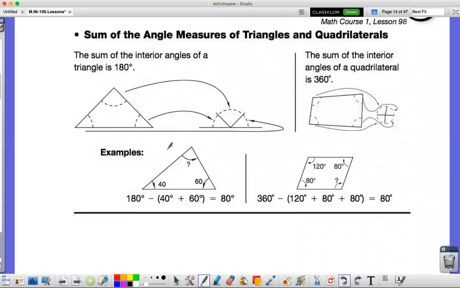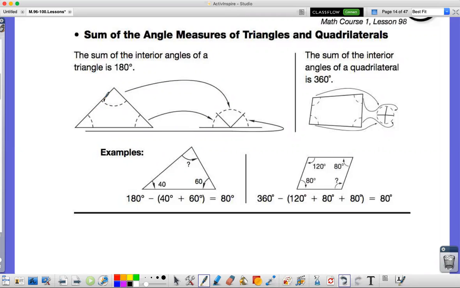So today we're going to look at Math Course 1, Lesson 98. This is the sum of angle measures of triangles and quadrilaterals. All right, so what does this mean? The sum of interior angles of a triangle is 180 degrees.